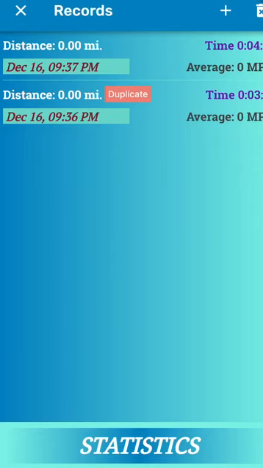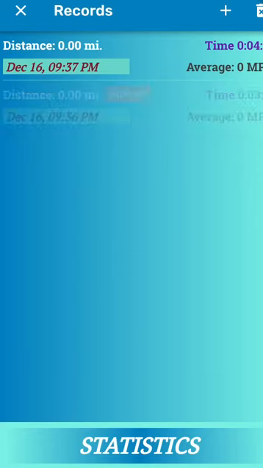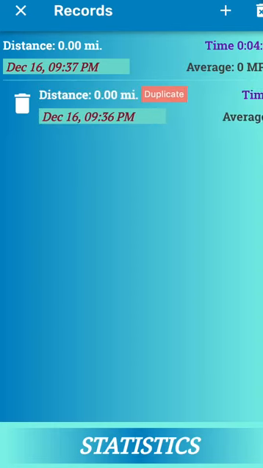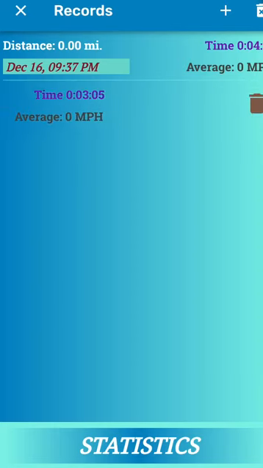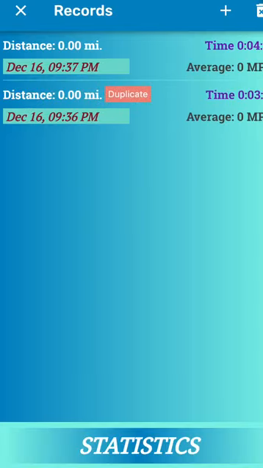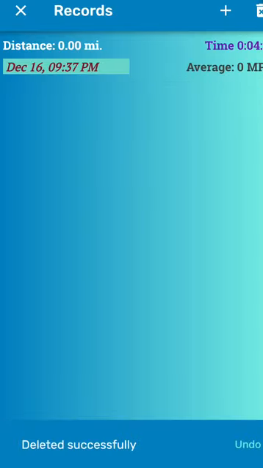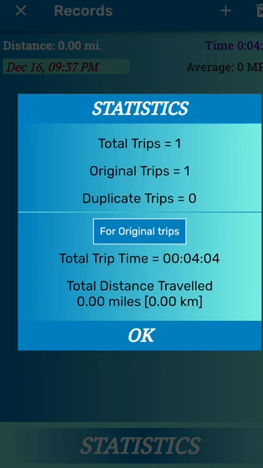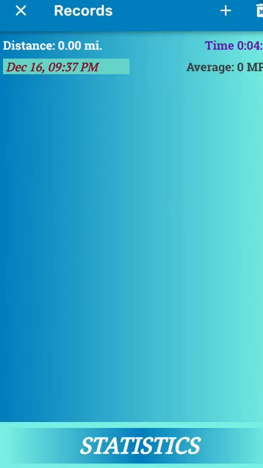So how will you delete a trip? For example, you want to delete the duplicate one, so you can actually swipe it like this, or if you don't like it, you can swipe it from right to left. It will be deleted. If you want to undo it, it comes back again. So right now I'm just going to delete it. Statistic button, now as you can see there is 1 trip there.